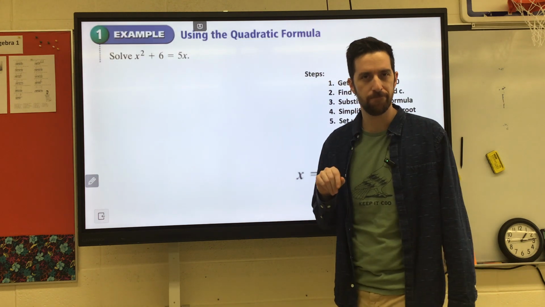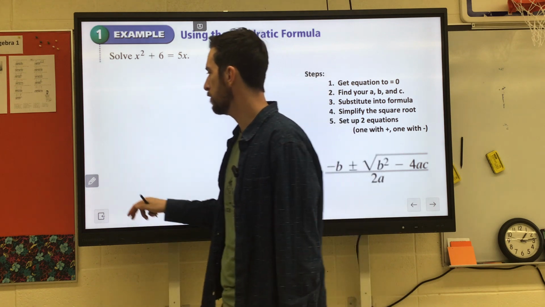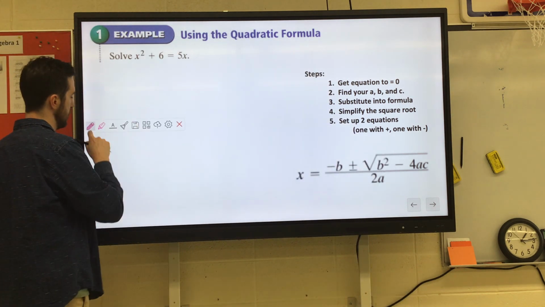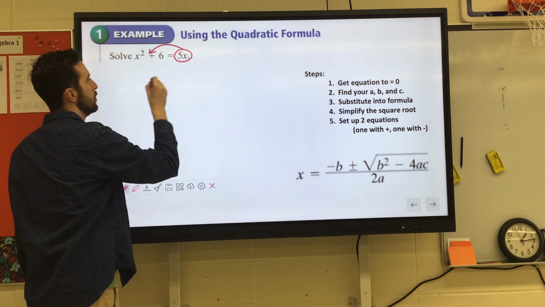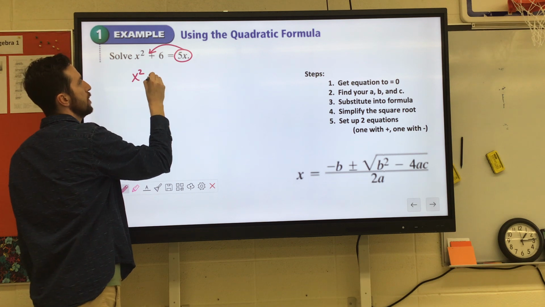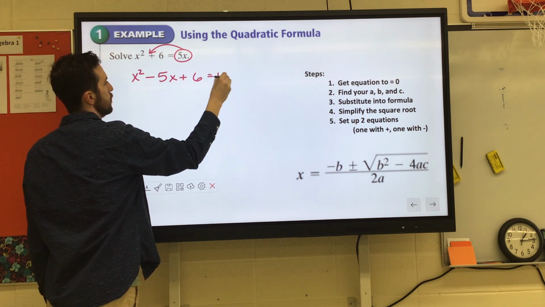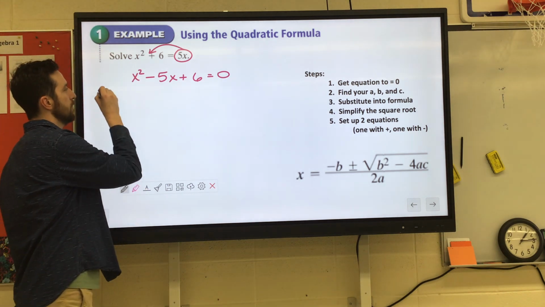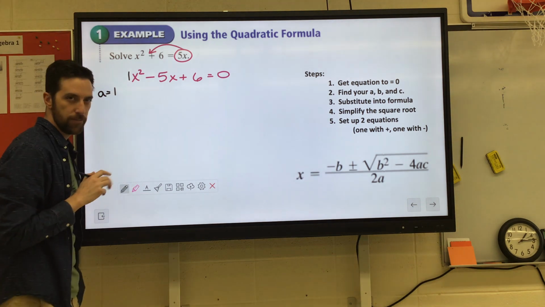Let's look at a problem and figure out what a, b, and c are here. It does have to equal 0 when you use the quadratic formula. So this 5x can't be there, so we're going to have to move the 5x to the other side. So you would subtract it. We'd have x squared minus 5x plus 6 equals 0. So let's figure out our a, b, and c. A is always in front of the x squared. In this case, that's 1. There's an invisible 1.